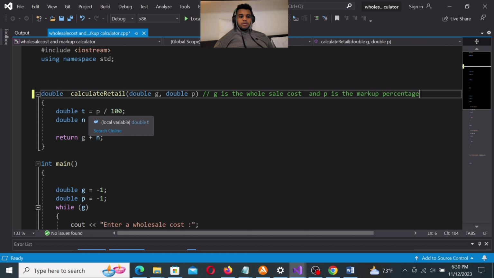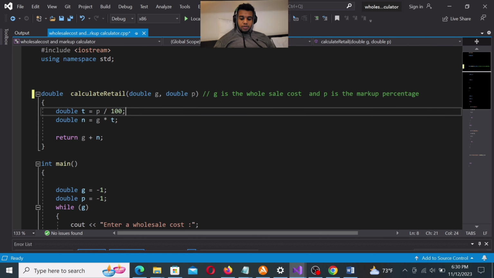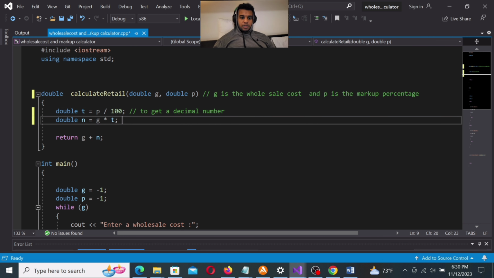So we're gonna create another variable called T. That's gonna be double T, so it's gonna be P over 100. So the variable T, right? We're gonna take the markup percentage and divide it by 100 to get a decimal number. So when we multiply our wholesale cost by it, we get the markup.